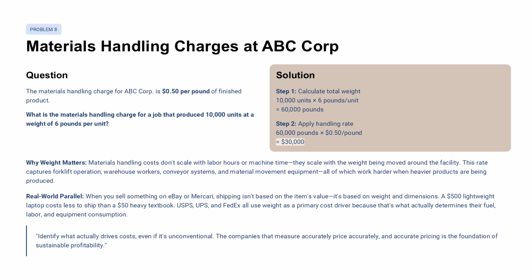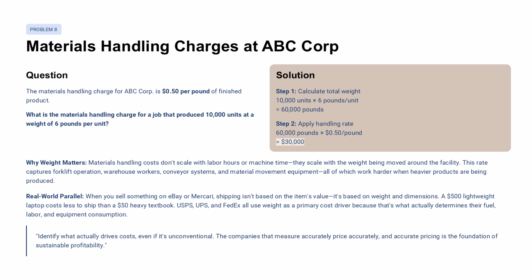Amazon's fulfillment centers are the modern cathedral of materials handling optimization. Jeff Bezos invested billions in Kiva robots, now Amazon Robotics, specifically because materials handling was a dominant cost driver. Those robots move shelving units to workers rather than workers walking to shelves, reducing labor time per pound moved.